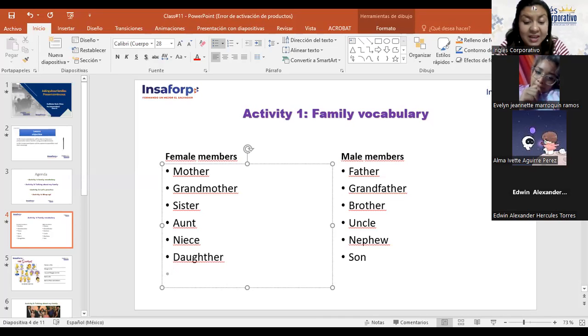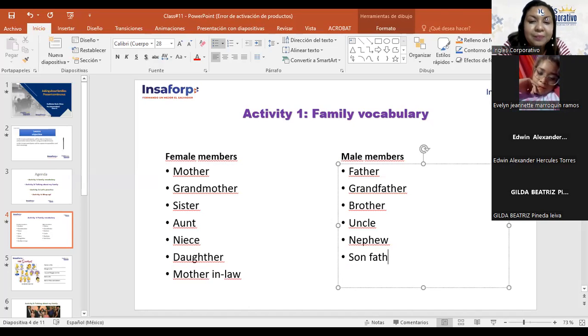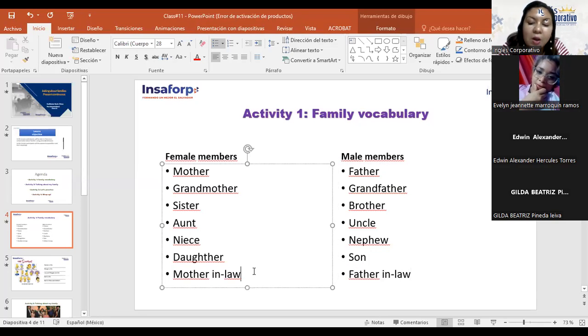Mother-in-law. That's important to learn, mother-in-law. Yes, mother-in-law, la suegra, right? And sister-in-law. Father-in-law, exactly. Mother-in-law, father-in-law.